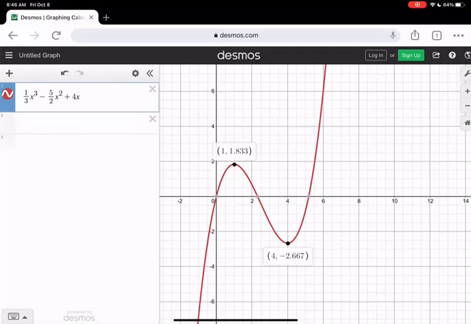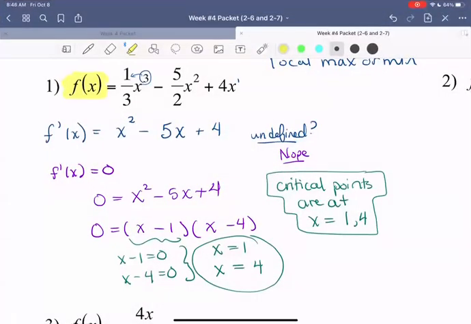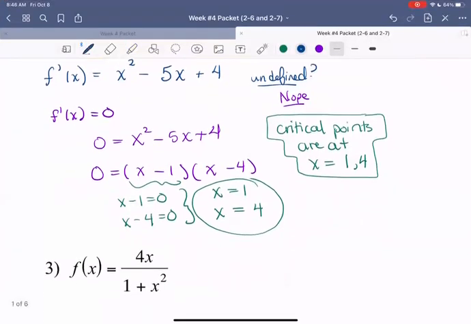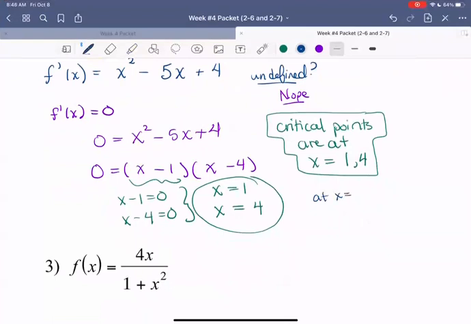What does that mean? That means around a small little neighborhood, if we look to the left or the right of this point, do we have a maximum? Yes, we do. So we have a local max here at 1. And what about this point at 4? A local min. So I'm going to go back to my notes and write that down. So at x equals 1, we have a local max. At x equals 4, we have a local min.